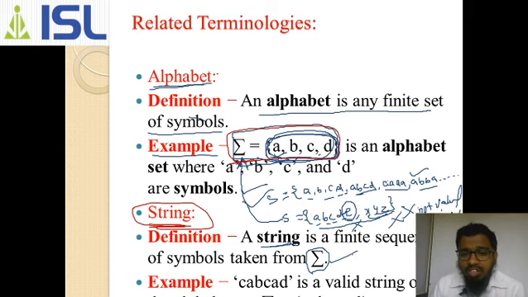A string is a finite sequence of symbols taken from sigma. Whatever alphabets are available in the sigma, with the help of those only you can create the string. You cannot add some new element, like I showed you in the last class. E is not available here, so this string will not be accepted.